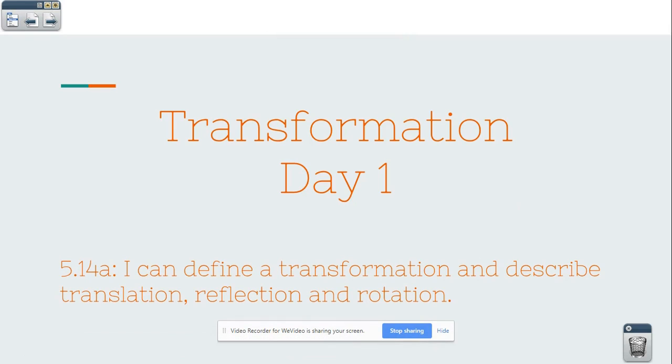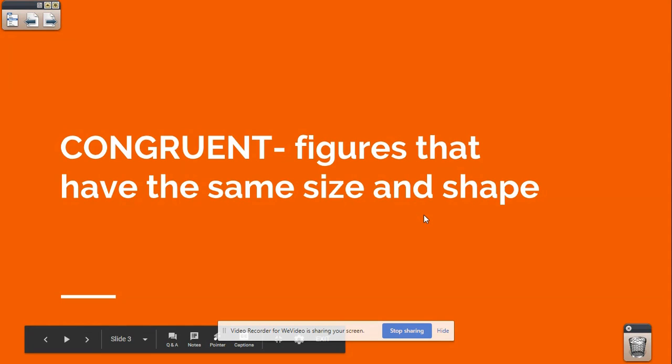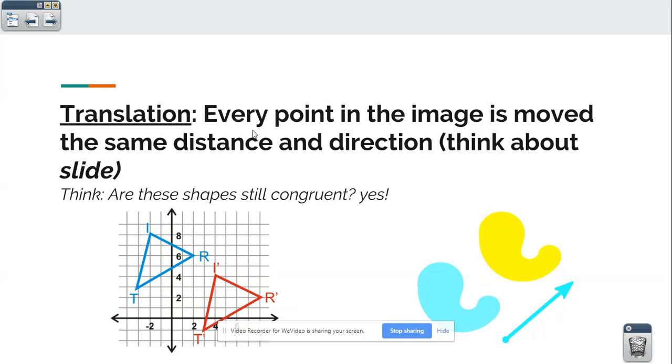If you think it would help you to have your math teacher side open with these vocabulary words, translation, reflection, and rotation open in front of you, that might be interesting for you to try out. So we are talking about congruent shapes, figures that have the same size and shape.